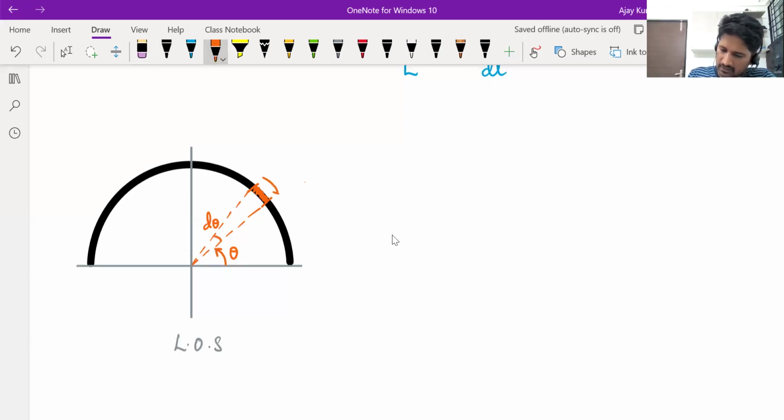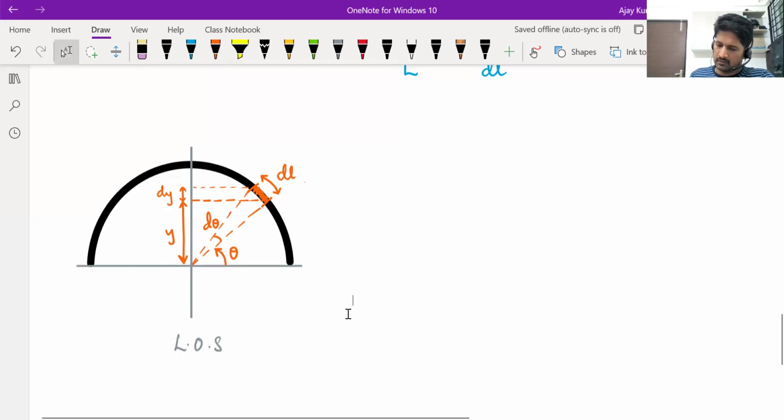This is the length of the element that we have considered, dl, and this is the y coordinate of the element that we have considered. Okay, y coordinate, and it will have a small change in y coordinate also, dy. Listen, the mathematics that we do here is very important. We had to express dm in terms of dy. That is the problem that we were having. So now we will take help of this theta.